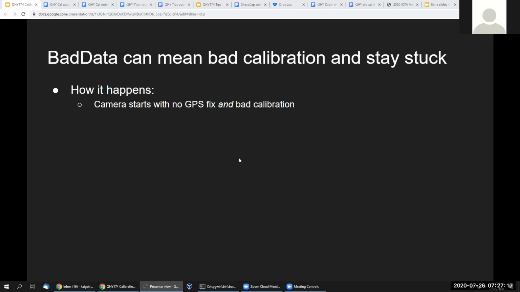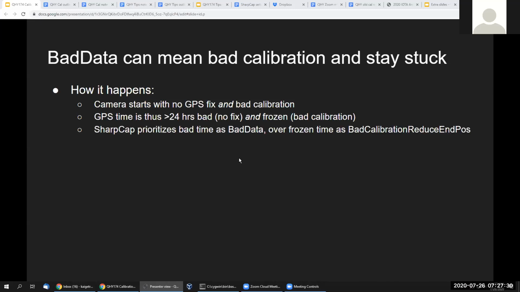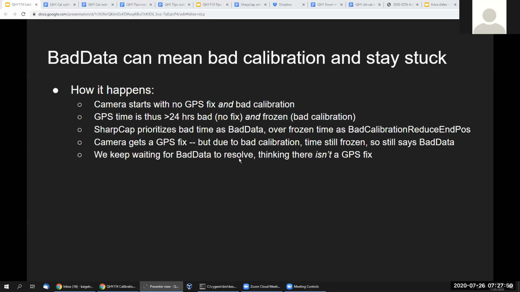Two things have to come together. Camera starts with no fix and bad calibration, both of these together. GPS time is off more than 24 hours because of the no fix, and it's frozen because of bad calibration. SharpCap unfortunately prioritizes the lesser problem, in my opinion, bad time as bad data, and doesn't show you the frozen time as bad calibration. Meanwhile, the camera can get a GPS fix, but because it's badly calibrated, it still stays frozen at the old stale time. We sit there and wait because we think we're waiting for a fix, and it never resolves.